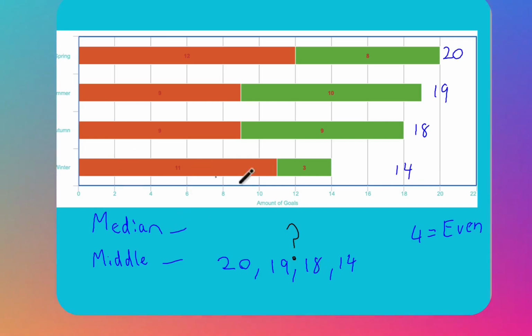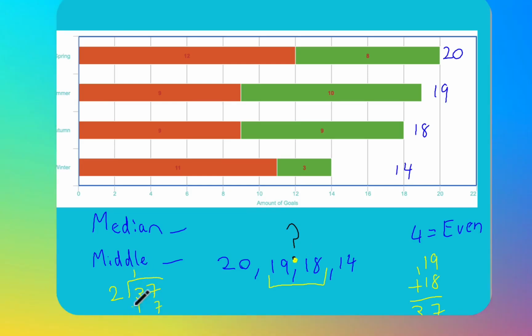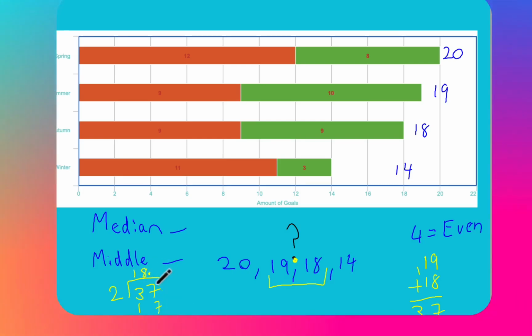Now there is a way to find our median, but it involves addition and division. In order to find our median, we take 19 and 18 and we add them together. 19 plus 18. 8 plus 9 is 17, carry over our 1. Our answer is 37. And what we do now is we divide this answer by 2 to find out the middle value between both these numbers. 2 goes into 3 once with 1 left over. 2 goes into 17 8 times with 1 left over. Now we're going to bring down our decimal place. 2 goes into 10 5 times. So our middle number, and as you may have already known, is 18.5.